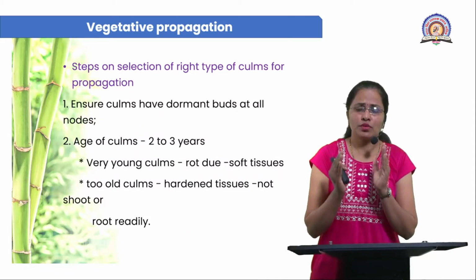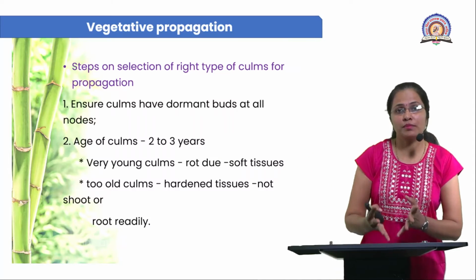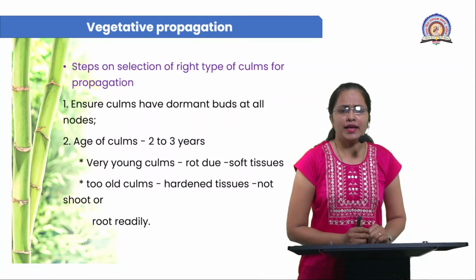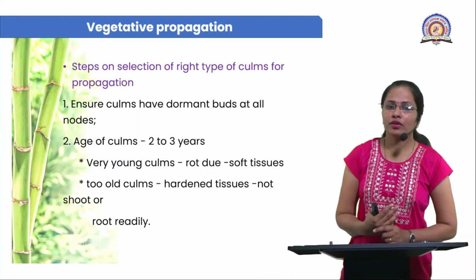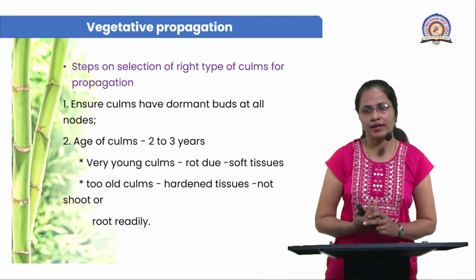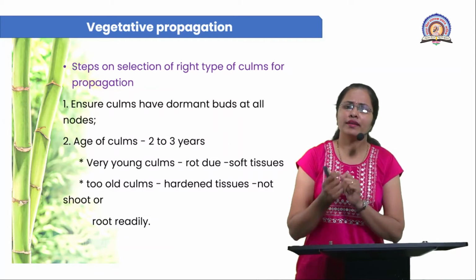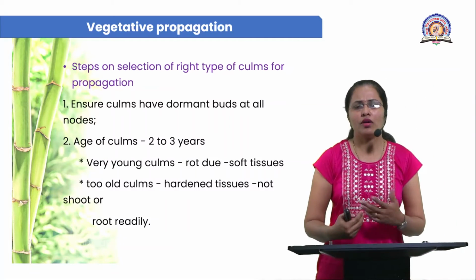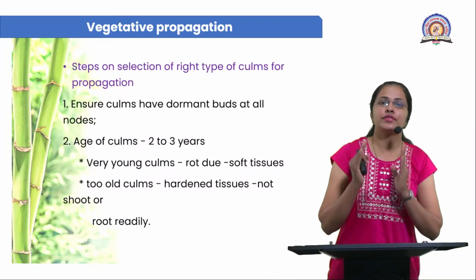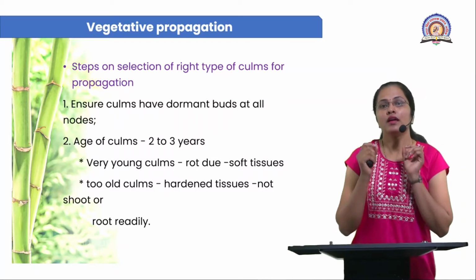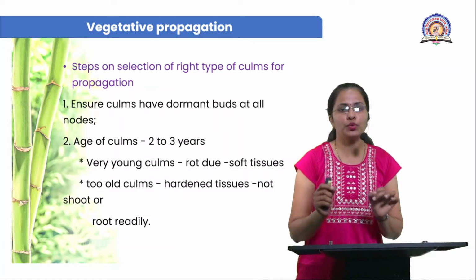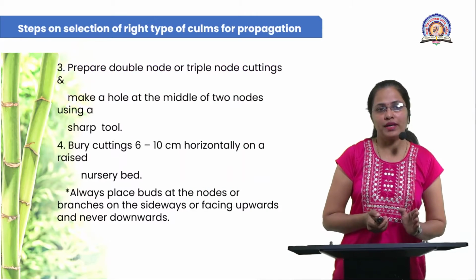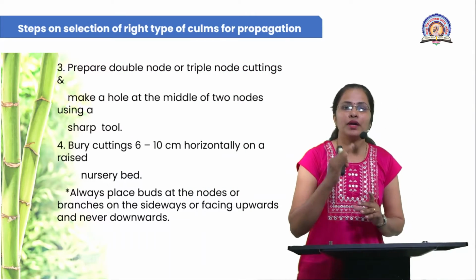If we select a very young stem, there is a possibility of rotting of that clump due to the presence of soft tissue. And if we take a very old clump, there is hard tissue, and therefore very little chance of getting shoot and root soon. Therefore, the age of the clump should be 2 to 3 years. After selecting a clump of proper age, we have to prepare a double or triple node cutting.